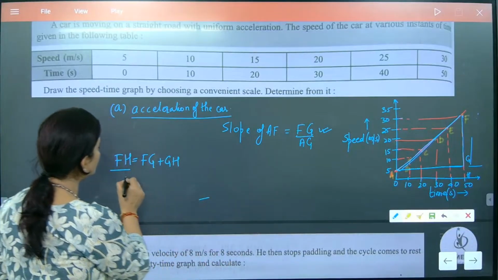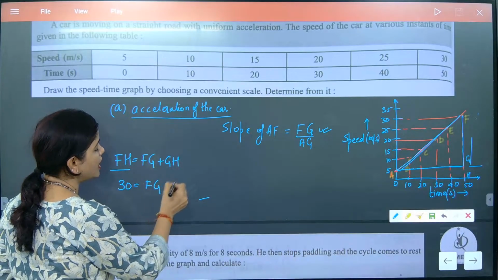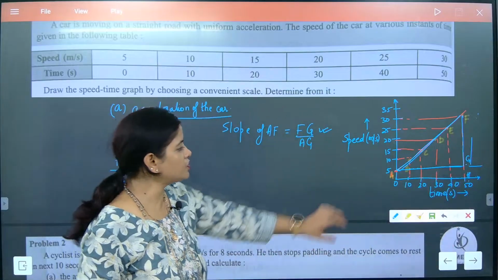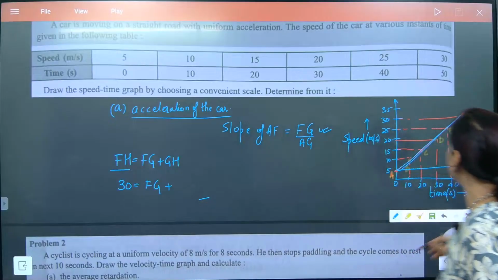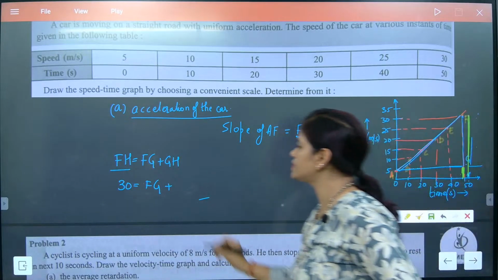Now, beta, FH is total how much? FH is total 30. FG we have to find. And what is GH, beta? GH is 5. You check parallelly. This is 5, and this is 30. Understood? So 30 minus 5 will become how much?